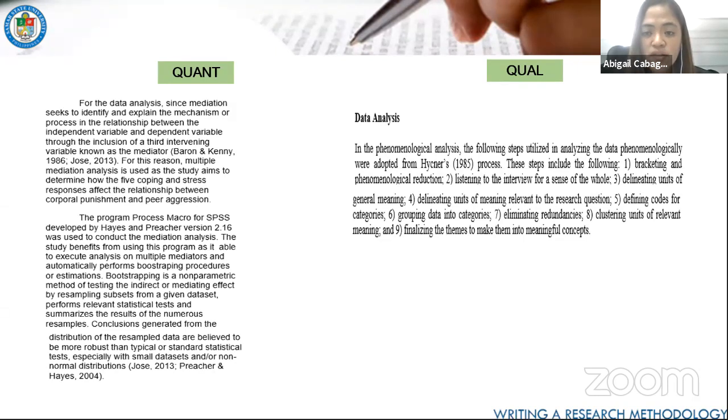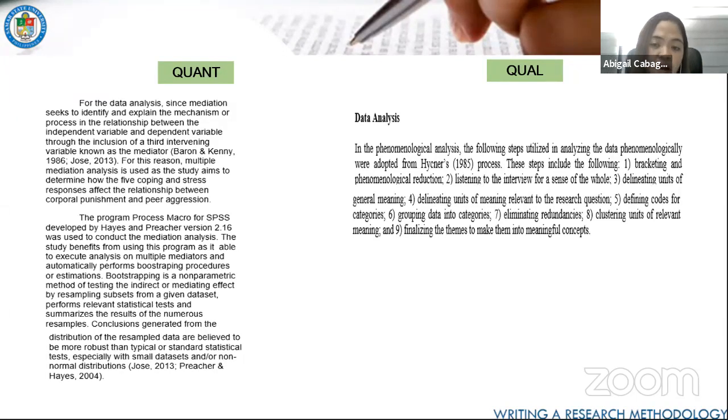I have read several papers, especially in qualitative research, and in the data analysis, most of them state that they just make use of thematic analysis. Commonly, I think almost all qualitative data analyses use thematic analysis. However, it is not enough to just say, I'm just using thematic analysis. You need to identify and write down the framework of the analysis.